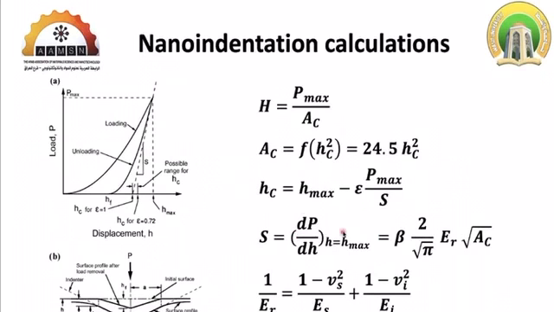S equals beta times 2 divided by the square root of pi, times the reduced modulus, times the square root of AC. AC is already obtained from here. Beta is another constant that depends on the shape of the indenter. And then there is the reduced modulus.